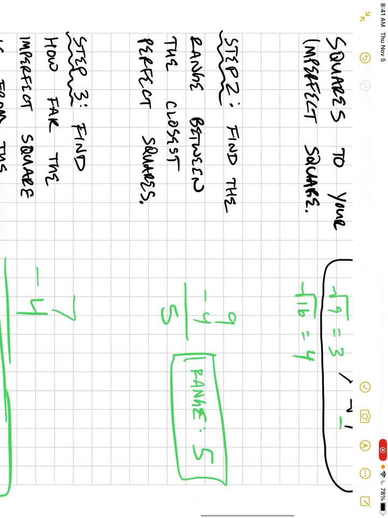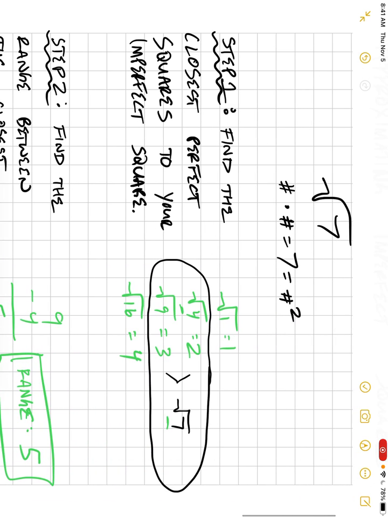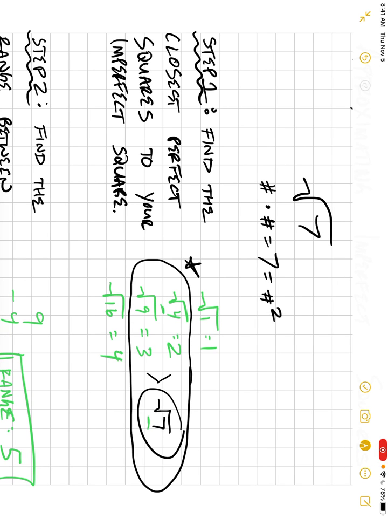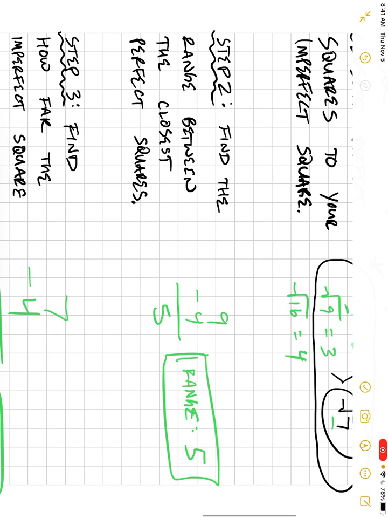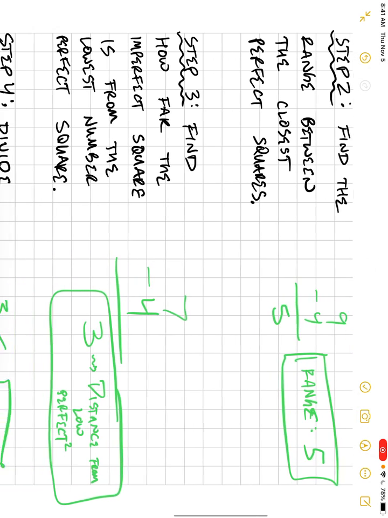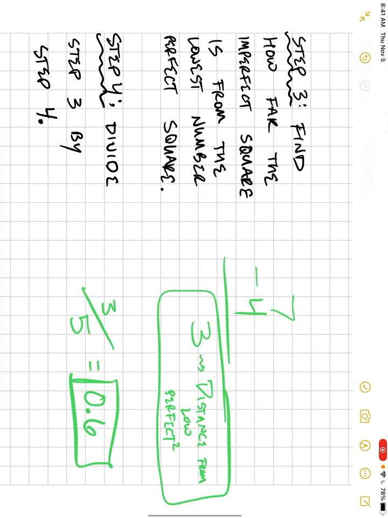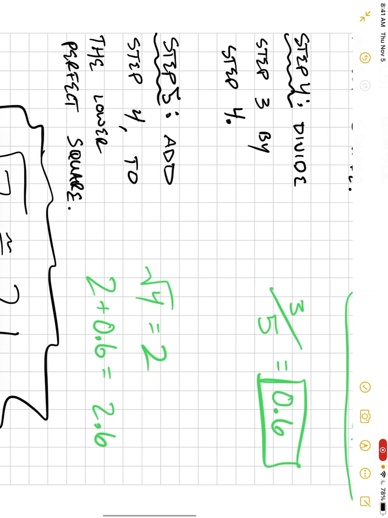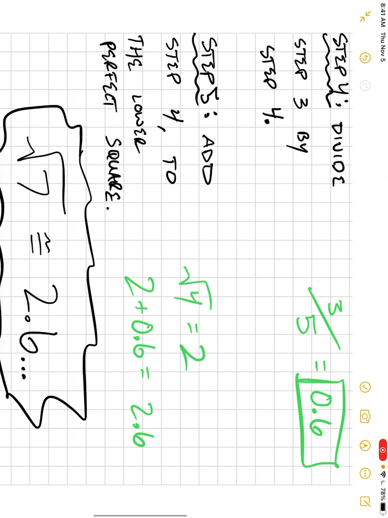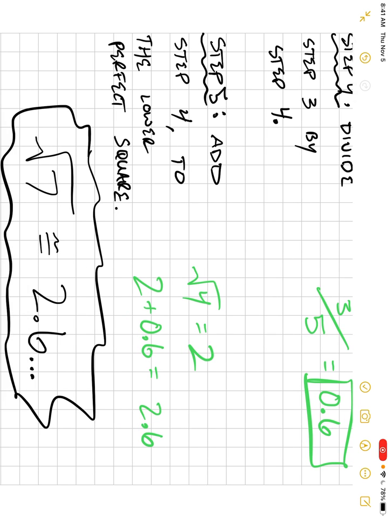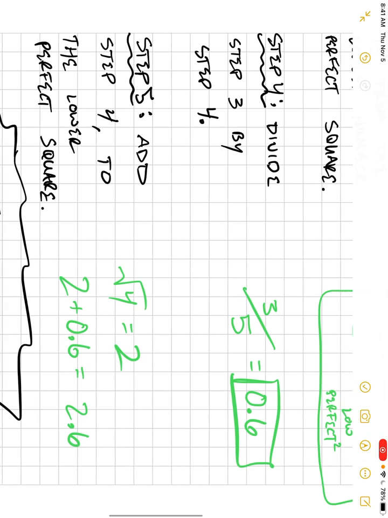Okay? We need to be able to find which two perfect squares this imperfect square of 7 is closest to. Then find the range between the two closest perfect squares. Divide the distance of the imperfect square by the range. And then add that to the lower perfect square. So some abstract steps here, but when you combine it with our knowledge from yesterday's lesson, we're going to be able to approximate these to the nearest.